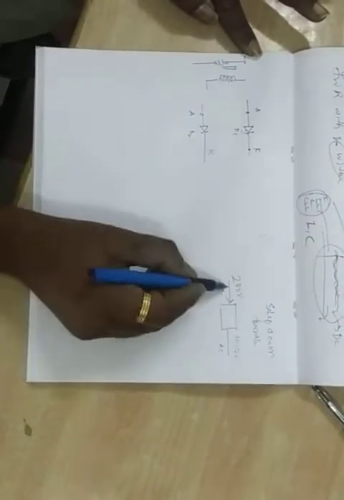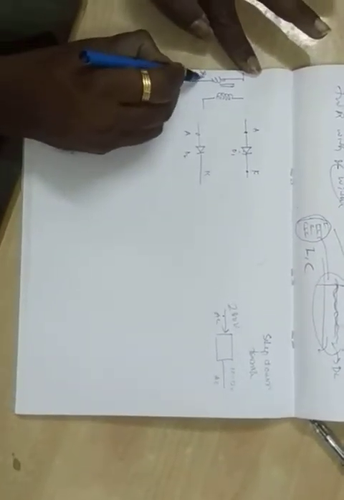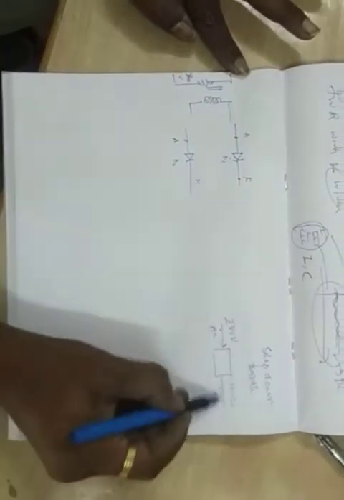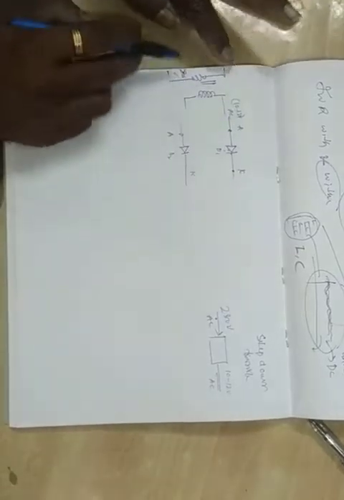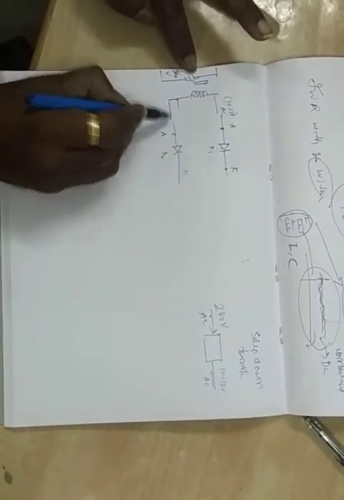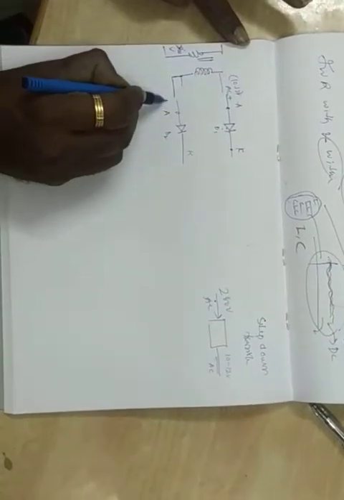This is the symbol of the step down transformer. The input of the step down transformer is 230 volts. The output is 10 to 12 volts of what? It is AC only, not DC. It is not converting, it is stepping down.